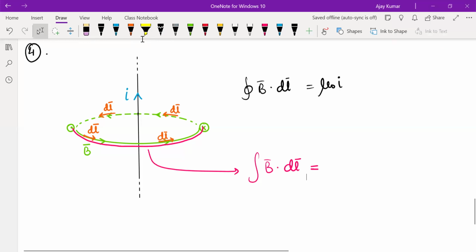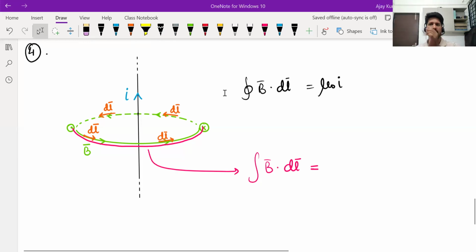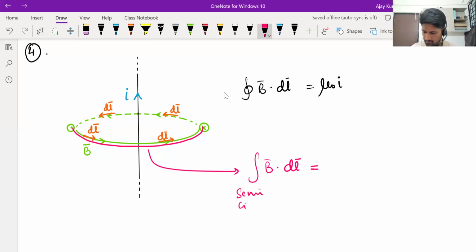Sir, can you repeat the question once again? Instead of taking the full circular path, what if we move only along half the circle? Okay, from one side of the wire to the exact opposite side of the wire. So we are moving along that semicircle. So along that semicircular path, what will integral B dot dl be?